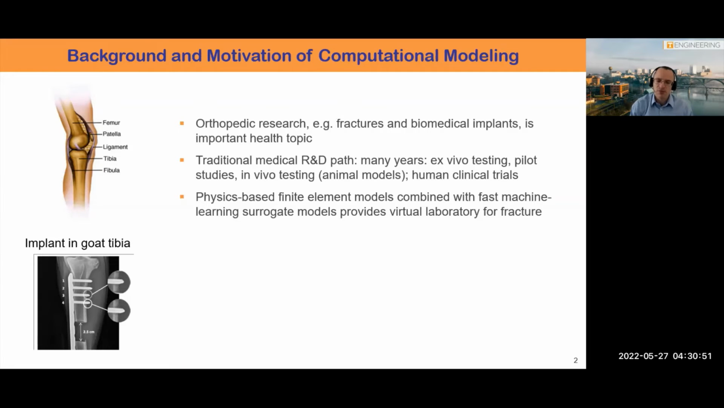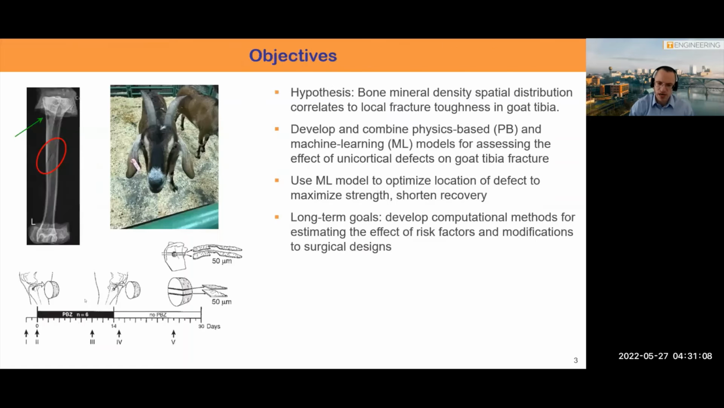So there can be some benefits from using physics-based finite element computer models combined with faster machine learning surrogate models to provide a virtual laboratory for targeting the type of research and development done. In this case, we're looking at the topic of fracture.